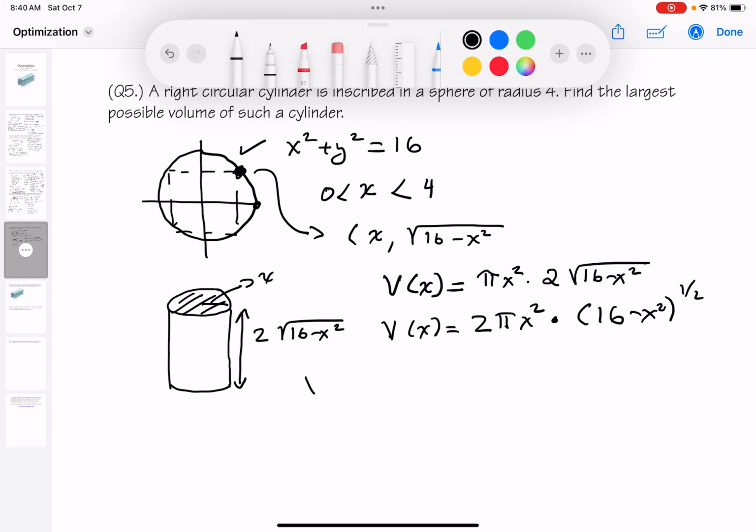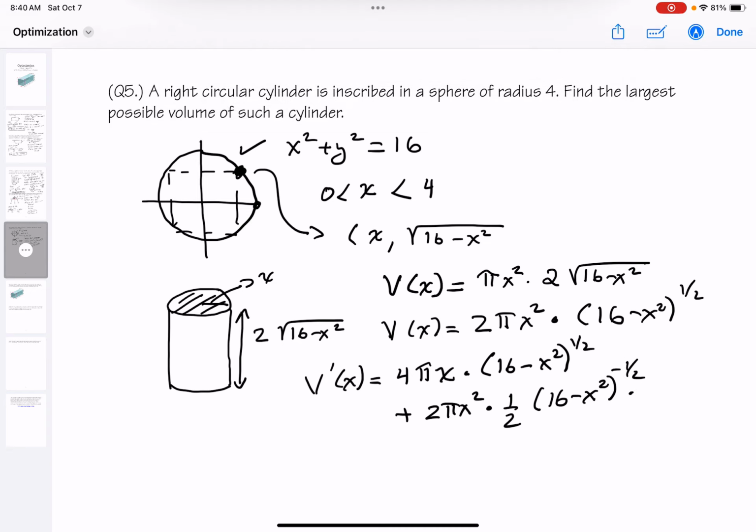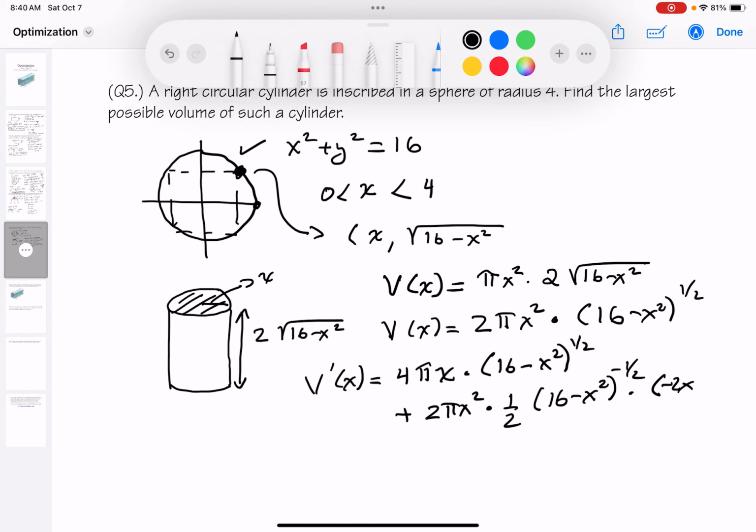I'm going to take the derivative of this thing over here, product rule certainly. So what do you get? 4 pi x times 16 minus x squared to the 1/2 power. Then it's going to be plus 2 pi x squared times the derivative of that root function, which is going to be 1/2 times 16 minus x squared to the minus 1/2 times the derivative of the inside, which is minus 2x.